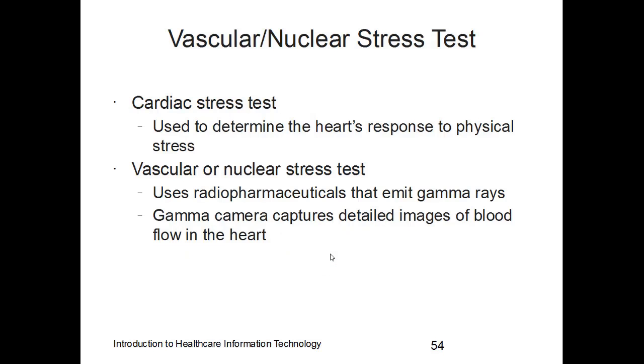The next machine we'll talk about is the vascular or the nuclear stress test. Now, a cardiac stress test is used to determine the heart's response to physical stress, such as riding a stationary exercise bike or walking on a treadmill. And the vascular or nuclear stress test uses radiopharmaceuticals that emit gamma rays. And very specialized cameras will capture detailed images of blood flow in the heart, for example.